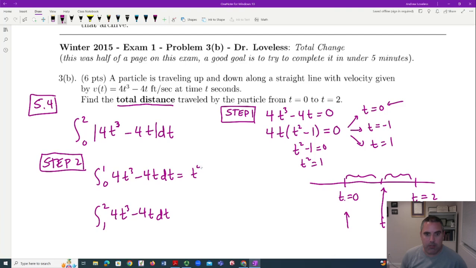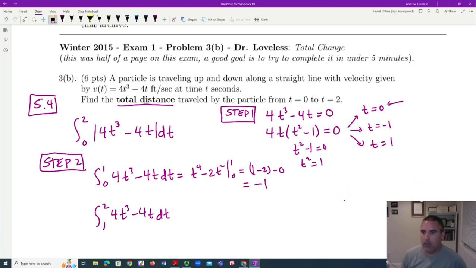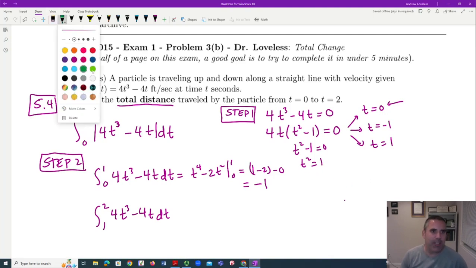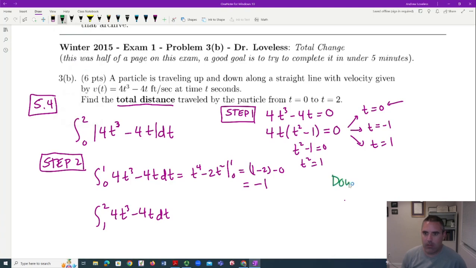And so this is going to be t to the 4th minus 2t squared from 0 to 1. So it's going to be 1 minus 2 minus 0. So this is negative 1. And what that means is the object went, sorry, the problem said up and down, so I better use the same language. So we would say down 1. So if you actually could see what was going on, here would be time 0, you'd have this object, this ball, and it went down 1 foot.